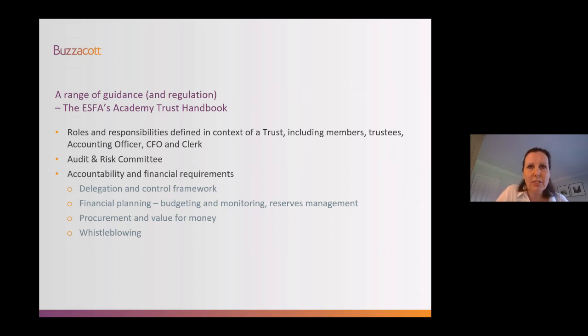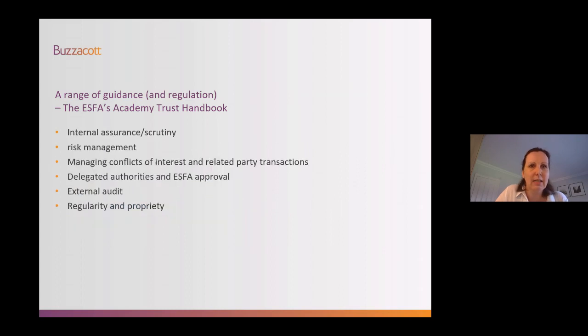So if we just turn to my final slide, just on the Academy Trust Handbook. The other areas here, just to mention, where the Trust Handbook is really quite prescriptive in terms of what trusts need to do. The requirements around internal assurance and scrutiny, so the review of systems and controls by somebody probably external to the trust. The 2021 handbook emphasising that this must not be completed by a member of the senior leadership team, and that it should be driven by the Audit and Risk Committee and through the risk management process as well.